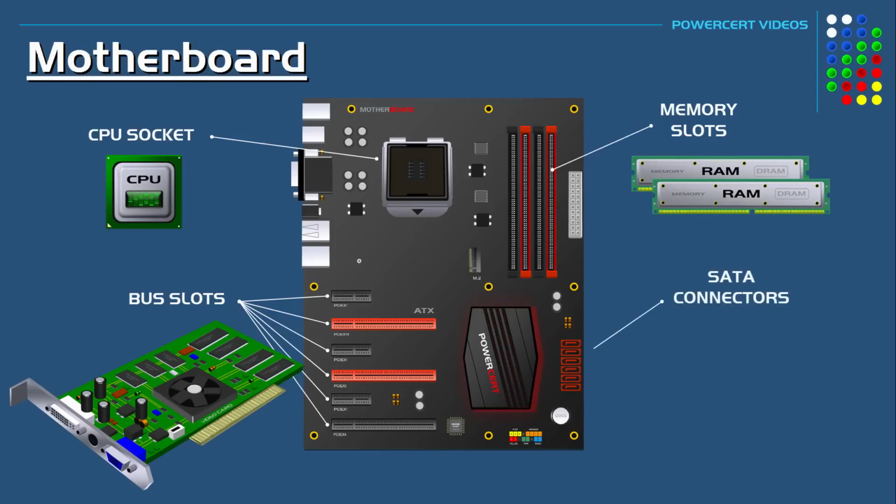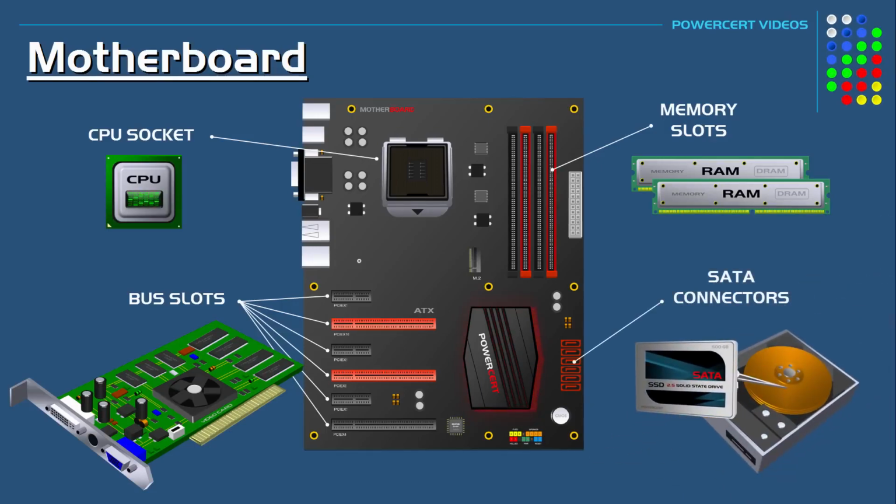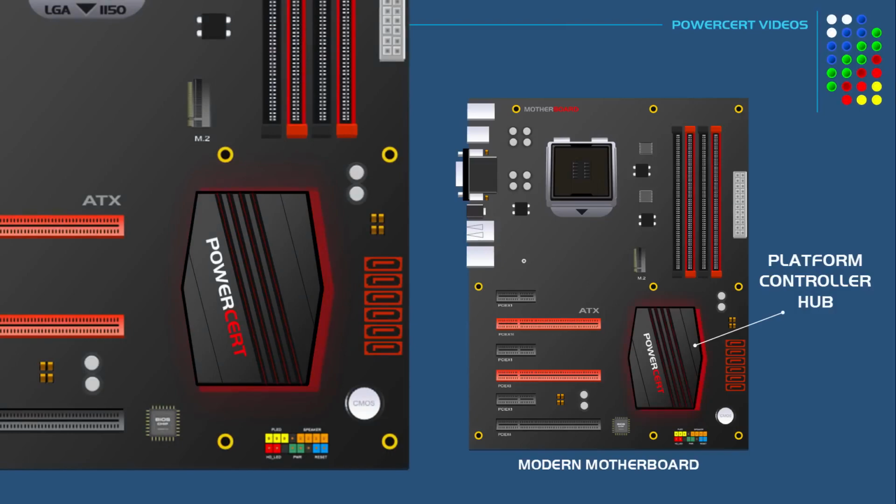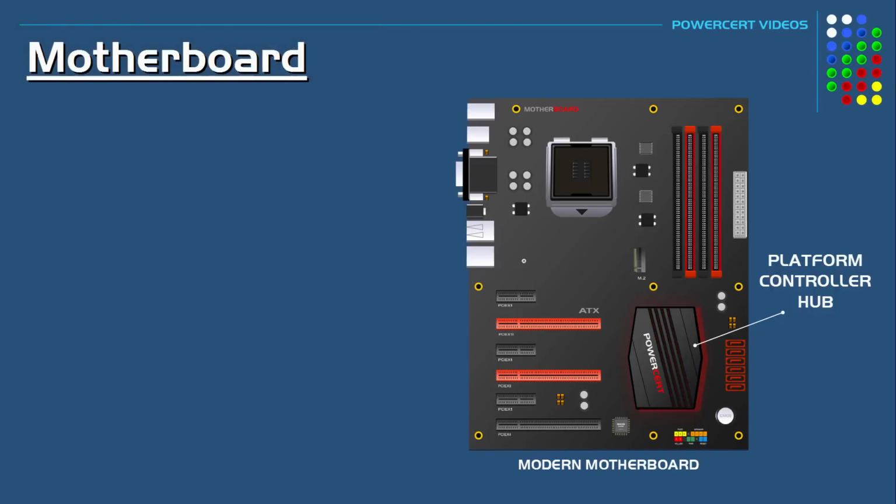Then there's also the SATA connectors, and this is where you would attach your storage devices, such as SSDs or hard drives. Motherboards will have several of these connectors, so you can attach multiple storage drives. On some modern motherboards, you might find the M.2 slot, a newer slot for attaching an M.2 solid-state drive. Also on modern motherboards, you'll find the PCH, or Platform Controller Hub. This hub is the latest chipset architecture by Intel that has replaced the older architecture.